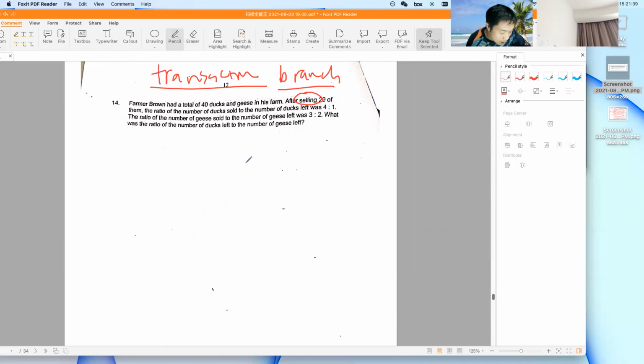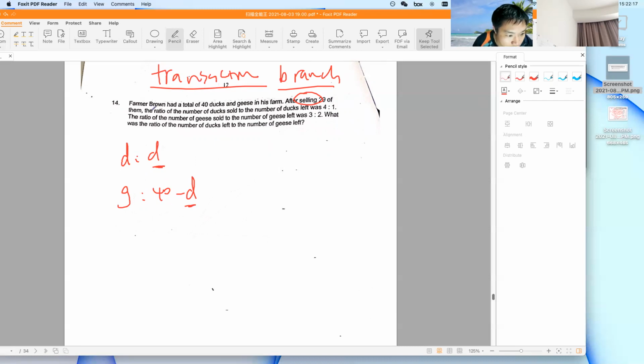What I'm trying to say is, let me use the branch method. Farmer Brown had a total of 40. So basically you have ducks D, so geese is 40 minus D. I'm not going to use G. I want to use 40 minus D because if I can use just one letter, D, I'm not going to use two letters. If I can do without any letter, I will do without any letter. So try not to use many letters. Once I get this, I will branch out.